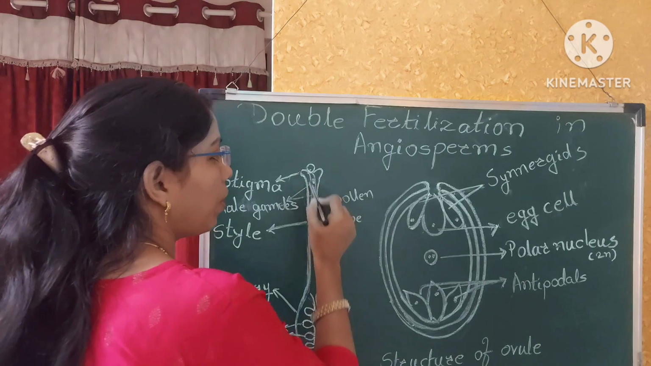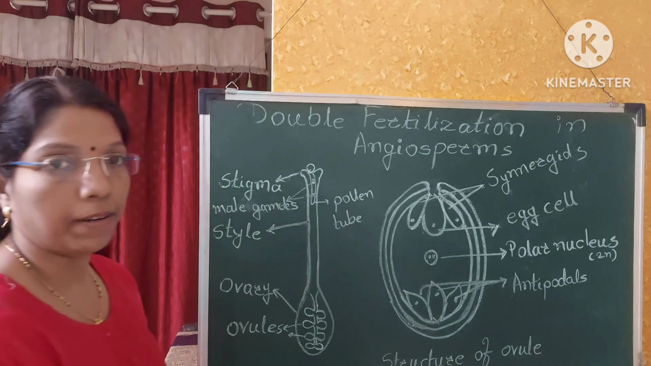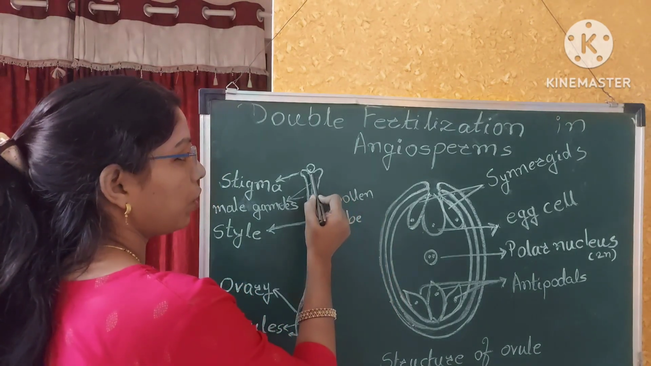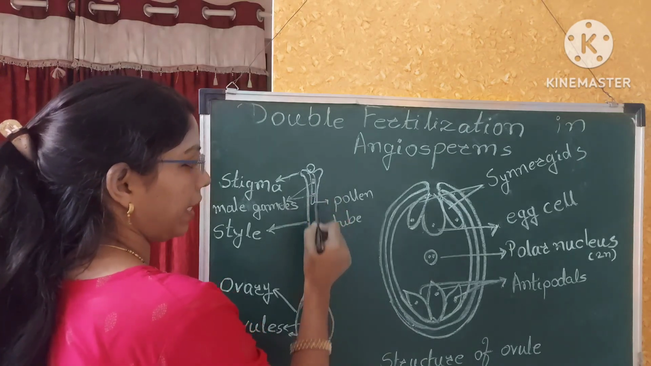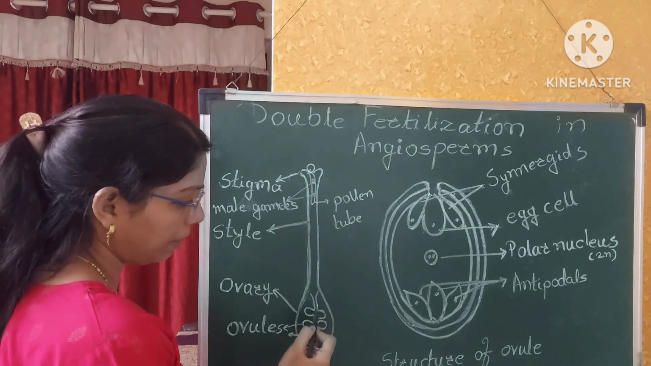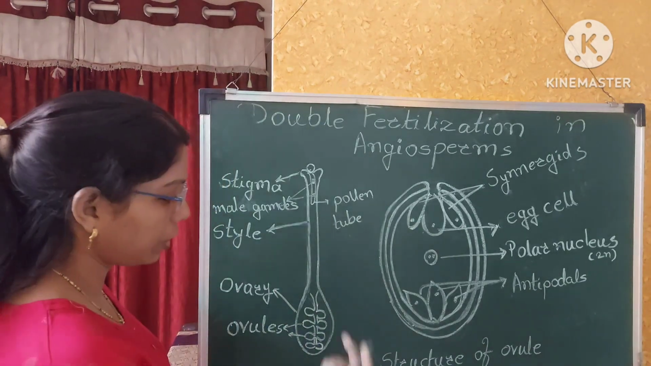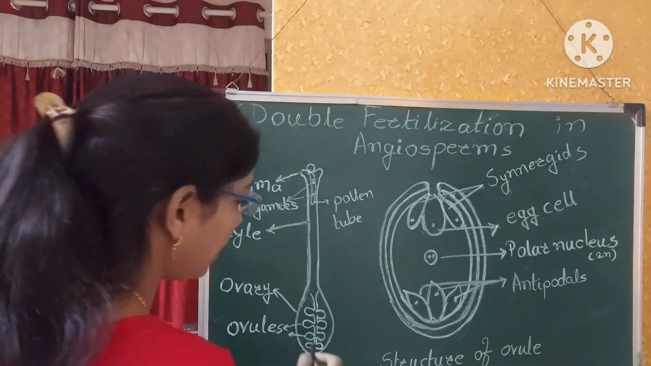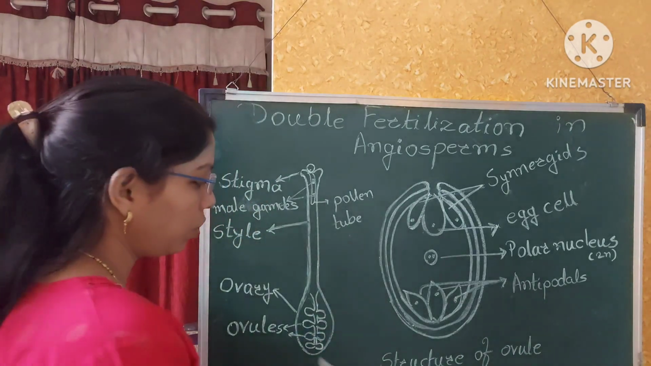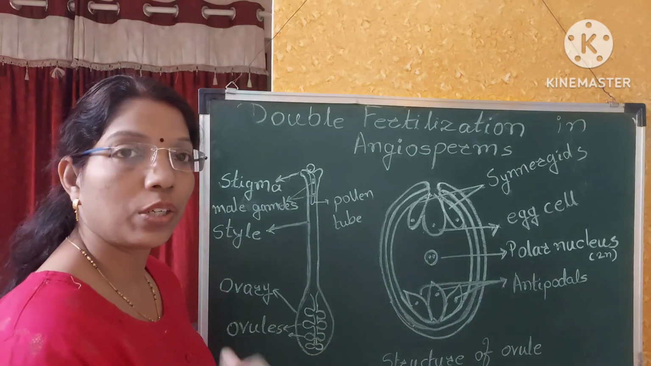Pollen tube formation and formation of two male gametes take place in the style. So after pollination, germination of the pollen grain takes place, a pollen tube and two male gametes are formed, and the style carries the pollen tube towards the embryo sac. So this is the ovary. After fertilization, the ovary is converted into fruit, and the ovules are converted into seeds.